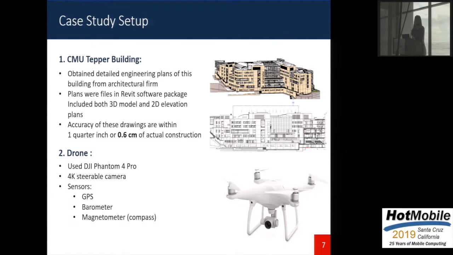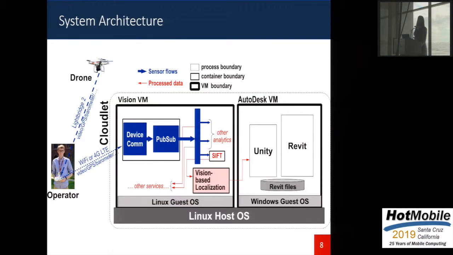So this bounds the accuracy and precision that we are aiming for. And for the drone, we use a DJI Phantom 4 Pro, which has a mounted camera and a variety of sensors. Now I'll walk you through the system architecture.